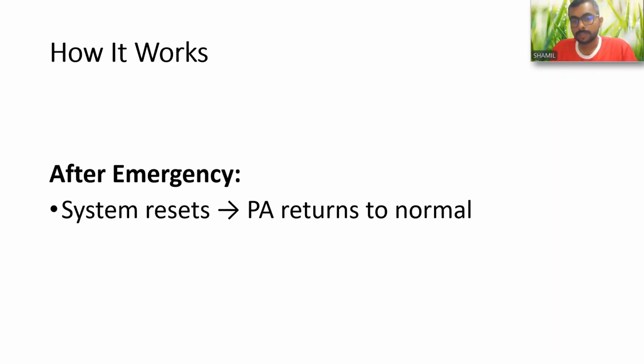After the emergency situation, the fire alarm system control panel will be reset. That is, it will come back to the normal state once the situation is clear, by resetting. And once the system is reset, the public address system will come back to the normal state. So this is the operation of the integration between the fire alarm system and the public address system.